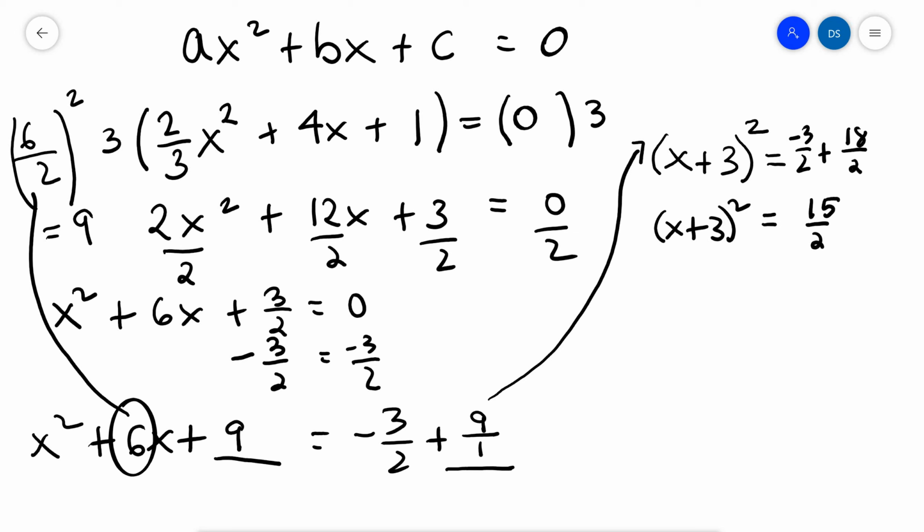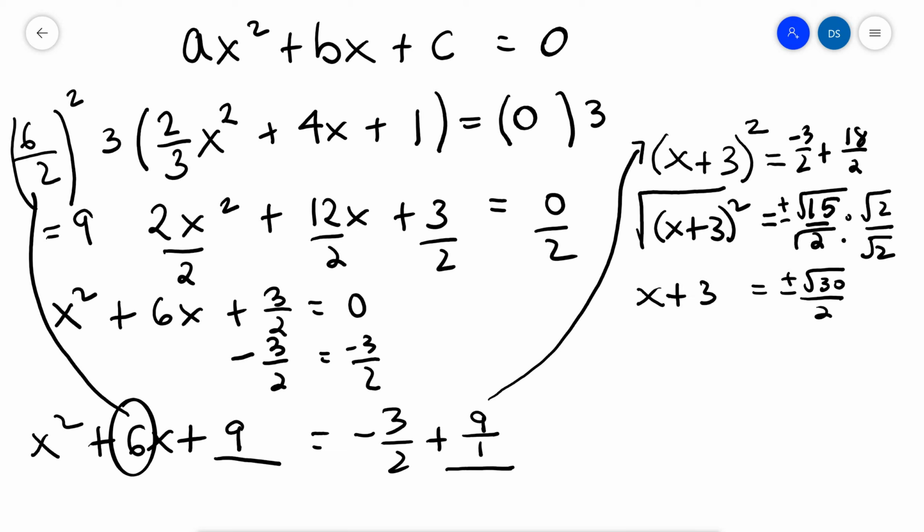Then we have the left side as quantity x plus 3 squared. We're going to get rid of the square here by taking the square root of both sides. So I'm going to take the square root of the right side and the left side. And I'm going to simplify or rationalize the right side. So we have plus or minus square root of 30 over 2, which equals the left side x plus 3. So once you get in this form, you have your answer already. All you got to do is solve for x. So subtract 3, x equals negative 3 plus or minus square root of 30 over 2.